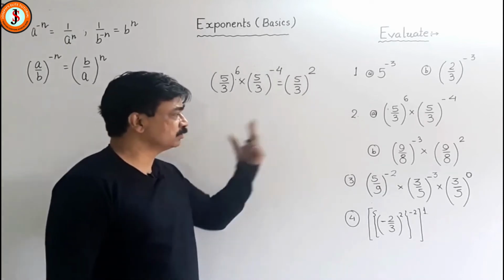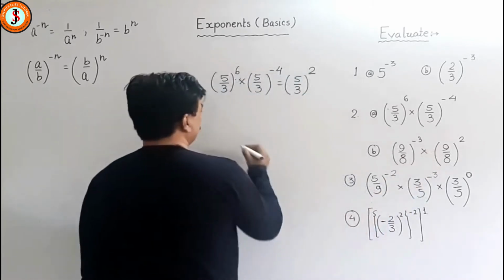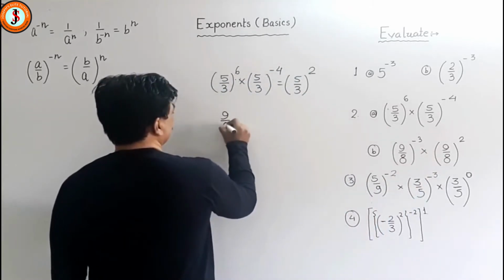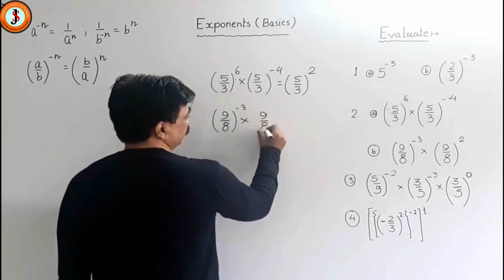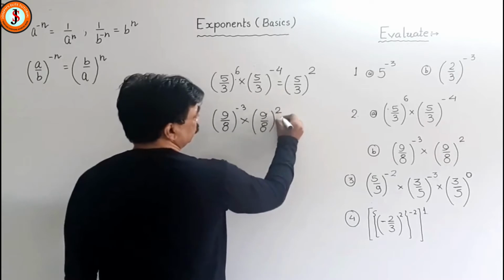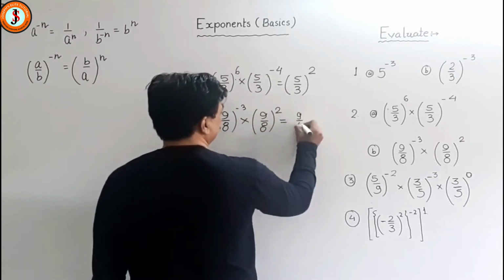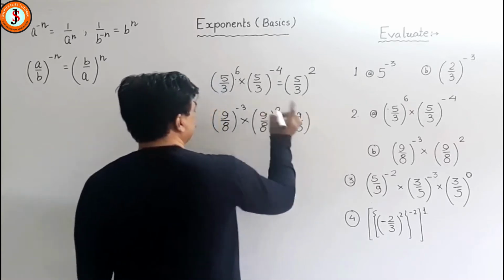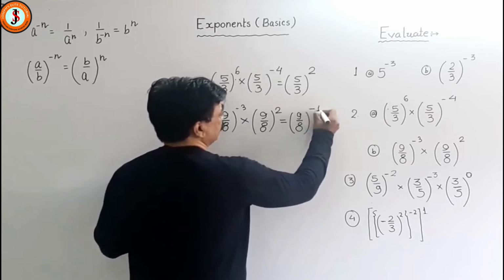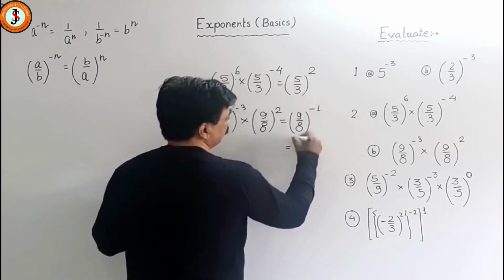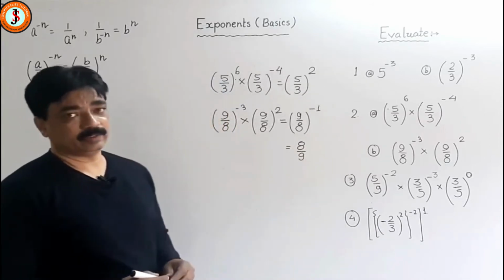Suppose I put 9 by 8 to the power minus 3 into 9 by 8 to the power 2. What does this become? 9 by 8 to the power minus 3 and plus 2. So we have to add, and it will be minus 1. The answer will be, now you have to make it positive, so 8 by 9. Did you understand?